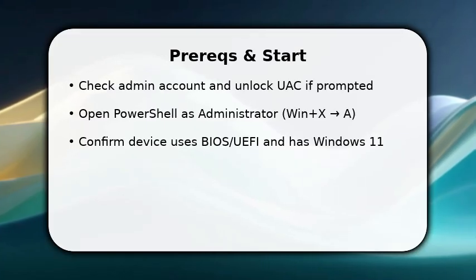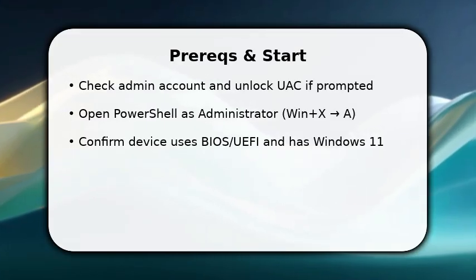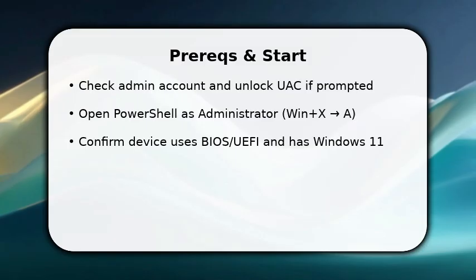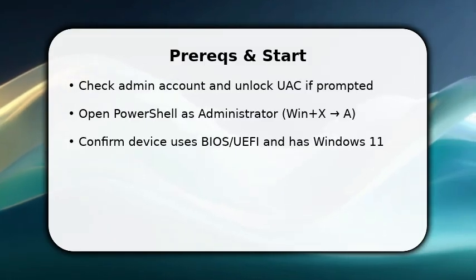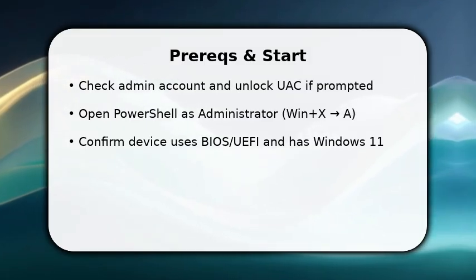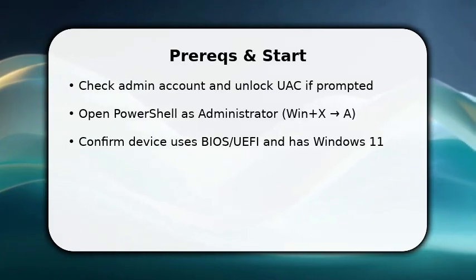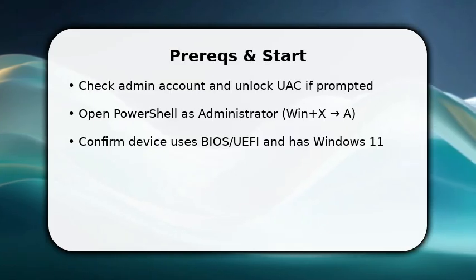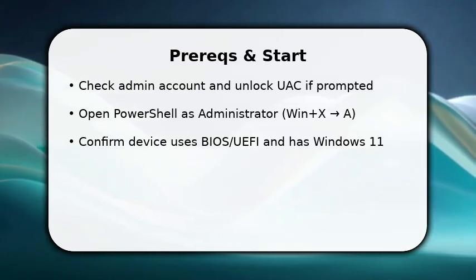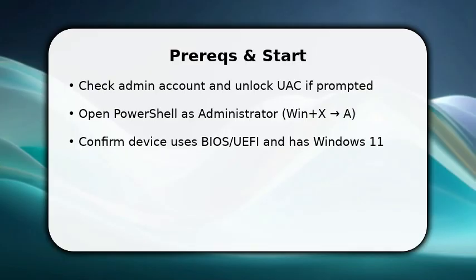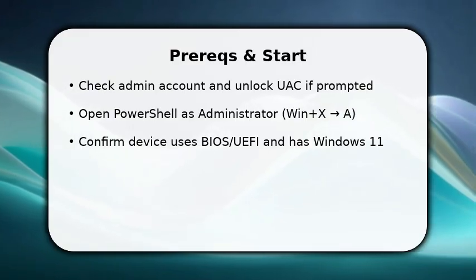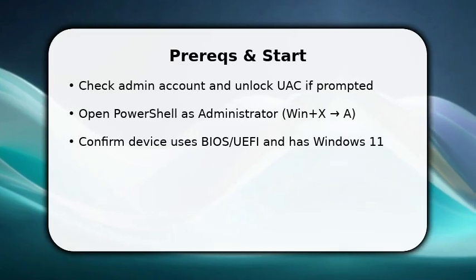You start by preparing the system. Use an admin account and disable any restrictive UAC prompts so commands run cleanly. Once done, open PowerShell as administrator, press Win+X then A, because you need elevated access to read firmware data. Make sure your PC runs Windows 11 and uses BIOS/UEFI firmware. Otherwise, the key retrieval method won't apply.